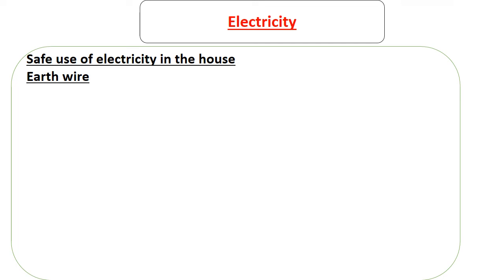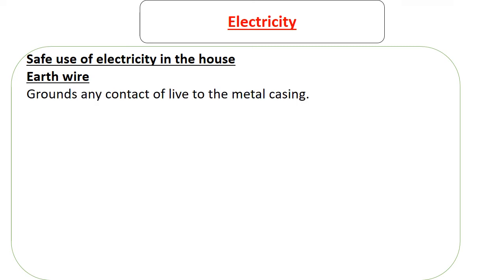Any kind of short circuit, which of course is where two wires which are not supposed to meet, can be dangerous. An earth wire can take that to the ground. Any kind of leakage current too. So in short, it grounds any contact of live to the metal casing.